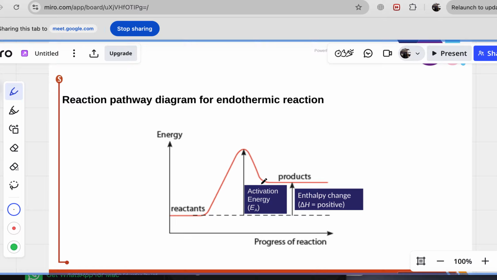Now, what is the enthalpy change? The enthalpy change is the difference between the reactant and the product, meaning only from here to here. If you trace this with a broken line from this level to the product, this is the enthalpy change. So this is the plot of the reaction pathway for an endothermic reaction. We should be able to say this.